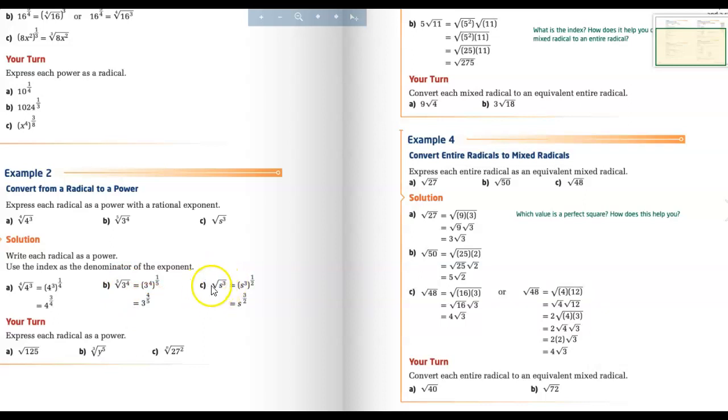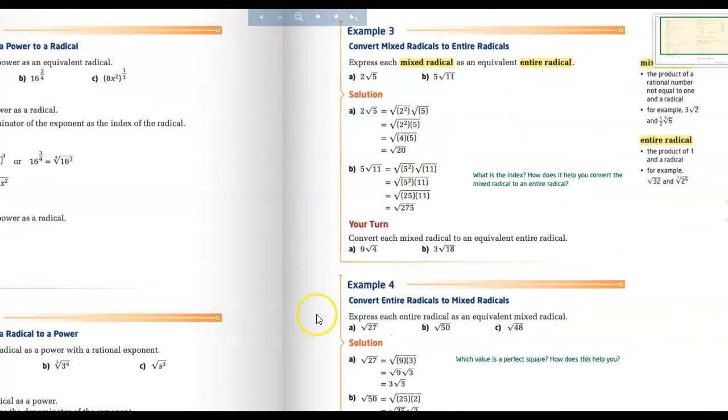And here, what are we doing here? This might look confusing, but remember, if there's nothing here on the left, there's an invisible 2. So the 2 gets swung under the 3. So s to the 3 halves, right? And there we go. So let's try to go to the top here.